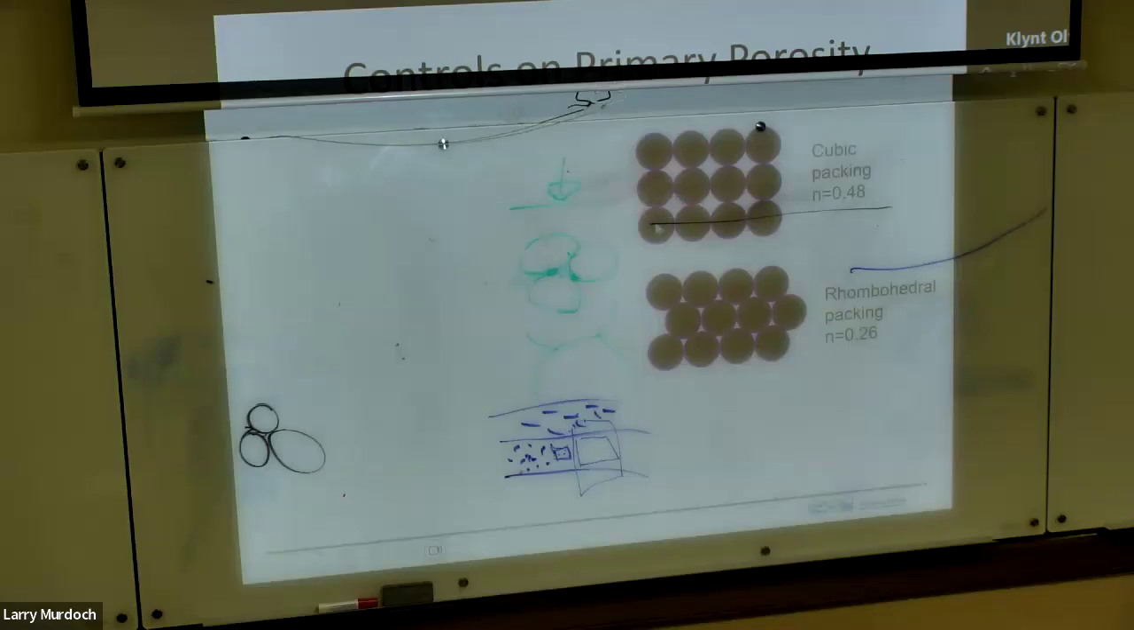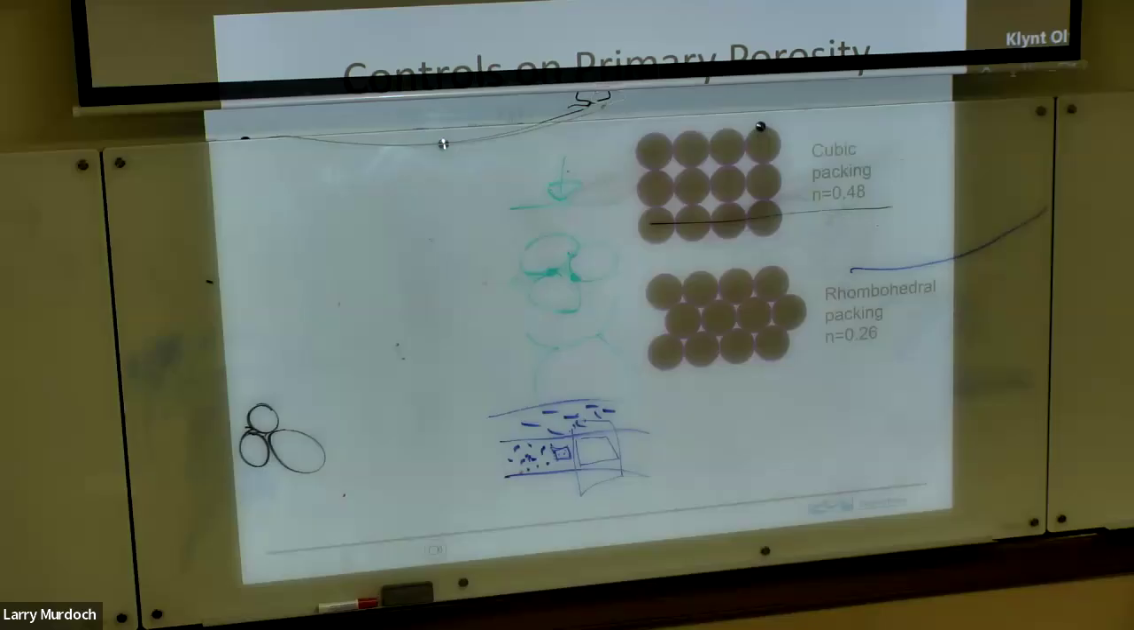But you could take the second row and shift it over. And if you shift it over by half a diameter, then it's going to sit down here in that little low spot. So it's going to look like that. This is called rhombohedral packing, and it has about half the porosity. So just in an idealized way, the primary porosity of material is going to depend on how these grains are packed together.